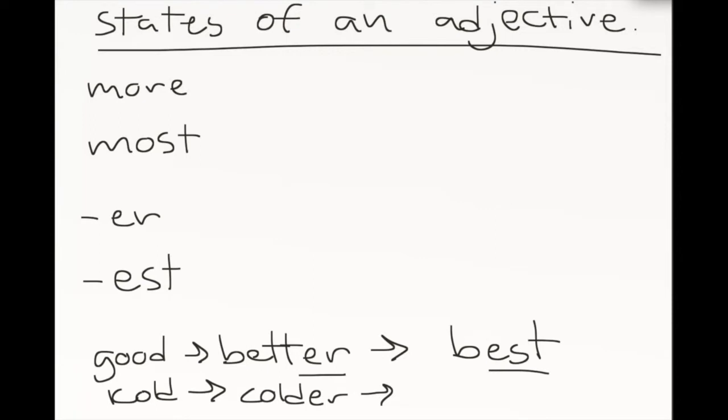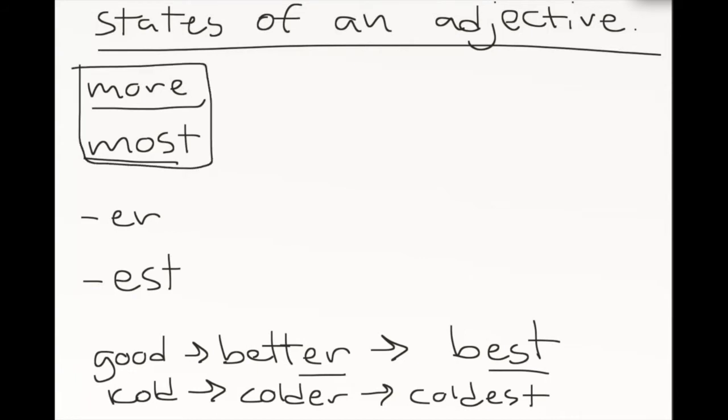So let's try another. We have cold. Oh, it's cold outside. Oh, it's getting colder. Oh, it is the coldest winter day ever. You've never felt something as cold as that. When you use that -est, it's the most. And when you use that -er, it's more than it was before. Those are great examples for words that work with -er and -est.